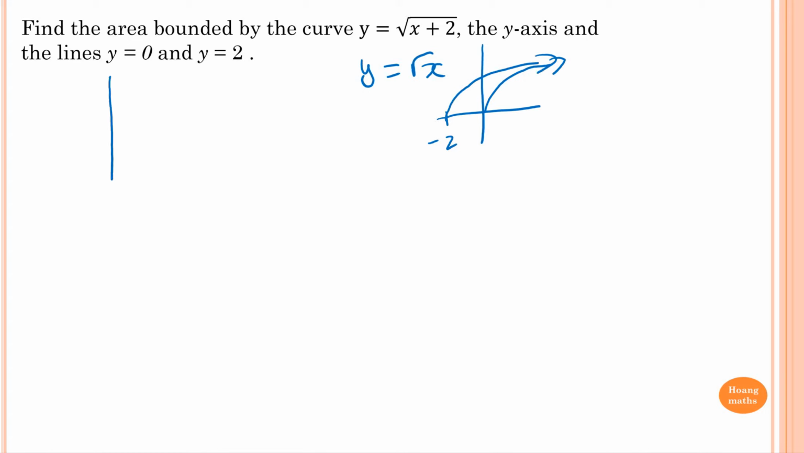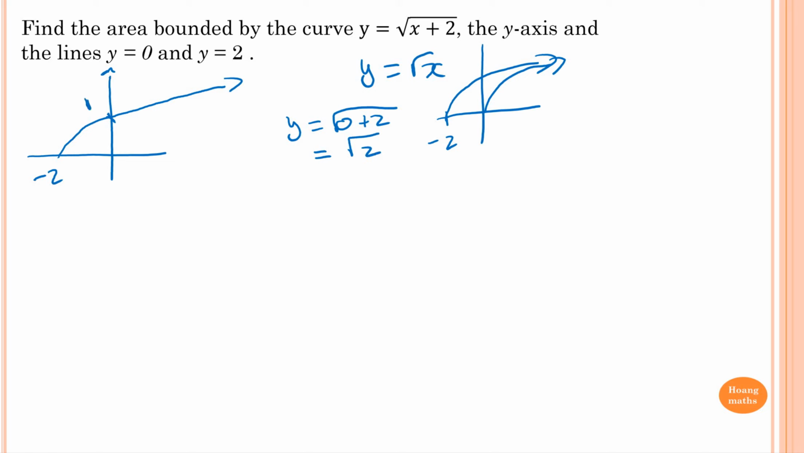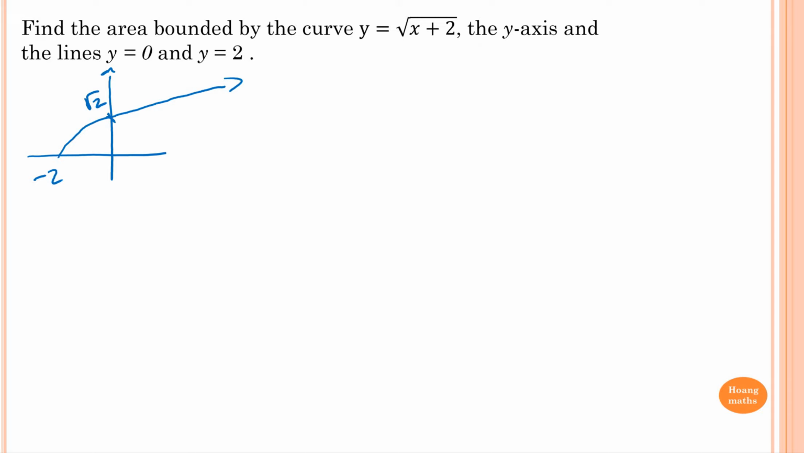So the graph will be like this. To find this value here when x is 0, y equals square root of 0 plus 2, which gives me square root of 2. So this is square root of 2. And y equals 2 is somewhere along here.